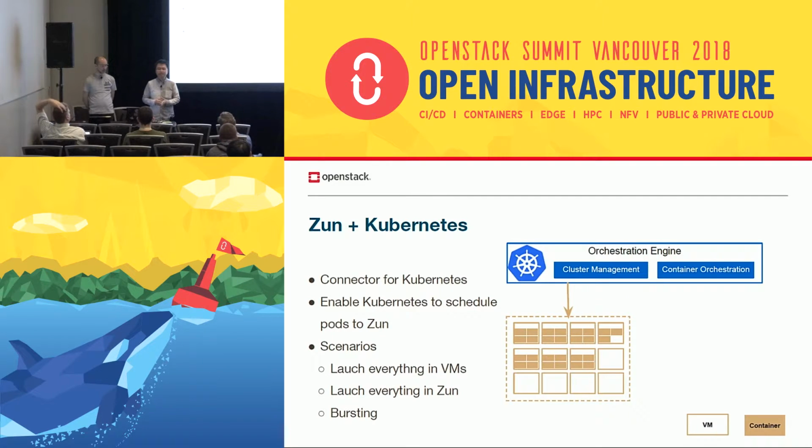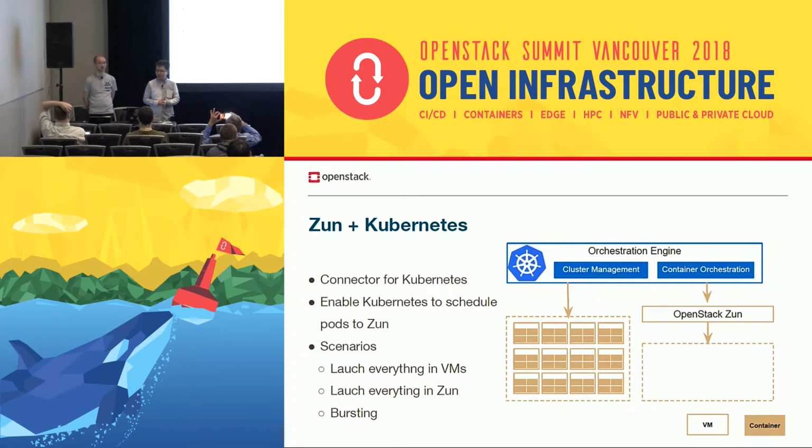By default, Kubernetes is going to schedule all the pods to the VM-based cluster until it uses all the capacity of the cluster. Then Kubernetes is going to call the API of OpenStack Zun and schedule the additional pods to Zun. The pods in different locations are abstracted by a Kubernetes service, which routes the traffic to the containers in different locations and exposes the same IP address to the end users.